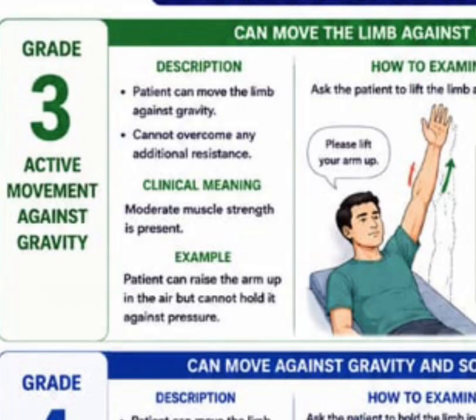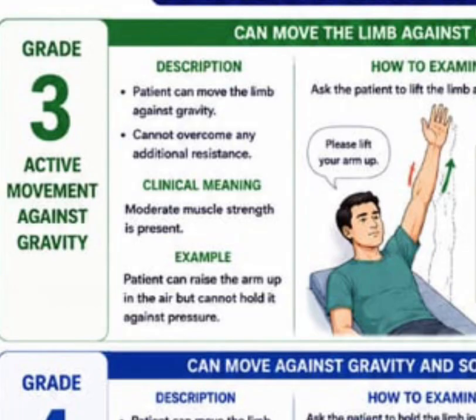In muscle power 2, what happens now? The patient can only move it from side to side when gravity is eliminated, but never up and down. In the third one now, the patient can move the arm up and down, but when you add gravity, the patient cannot do it.